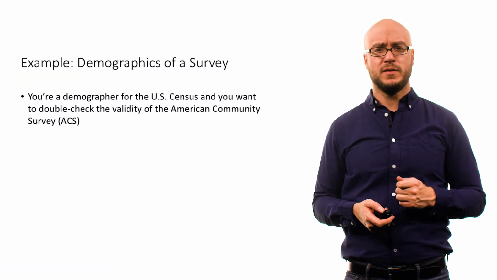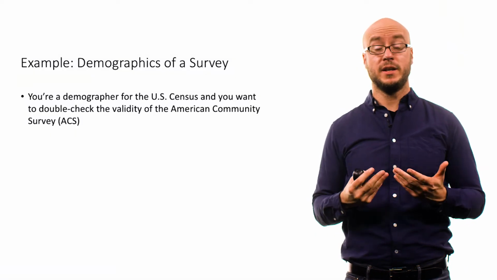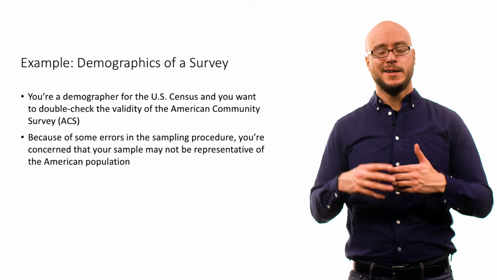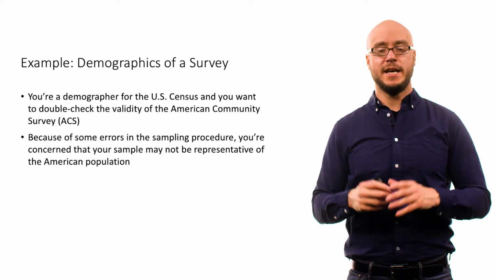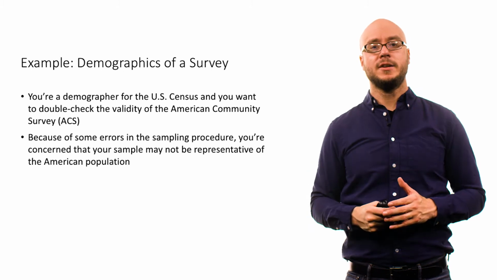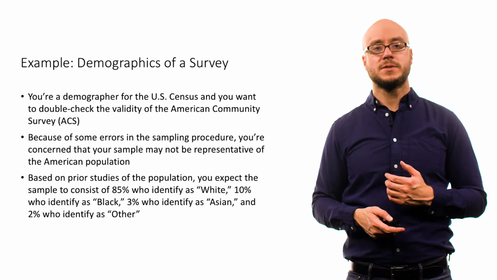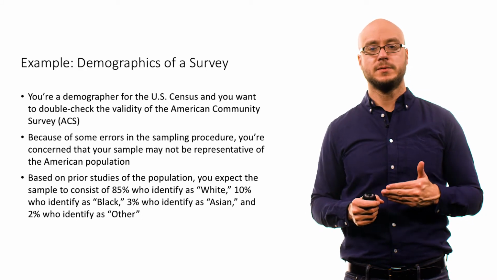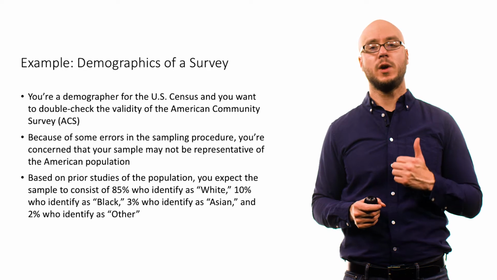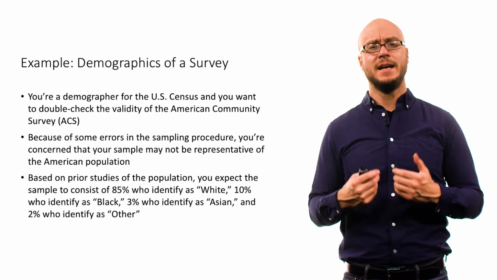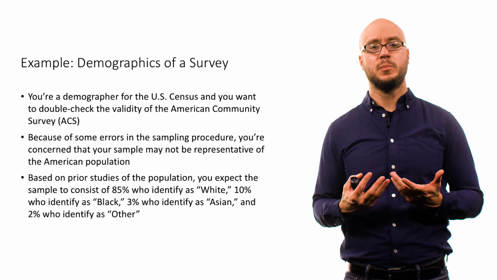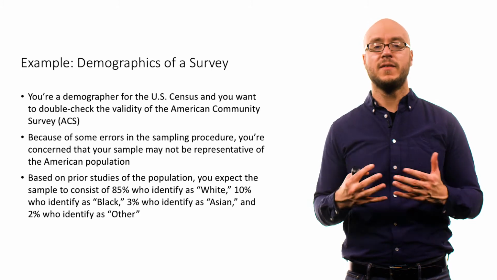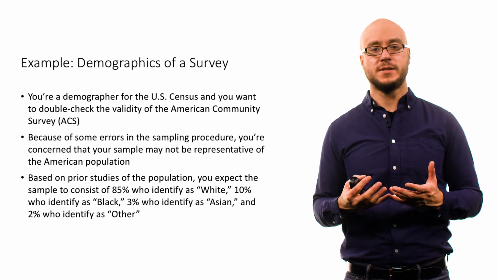So let's look at another example of using the chi-square one-way goodness of fit test. Suppose you're a demographer for the US Census and you want to double-check the validity of the American Community Survey. So suppose you think there might be some errors in your sample, and you're concerned that your sample might have some problems. Well, based on prior studies of the population, you expect the sample to consist of 85% who identify as white, 10% who identify as black, 3% who identify as Asian, and 2% who identify as others. So this is self-identified race or ethnicity.